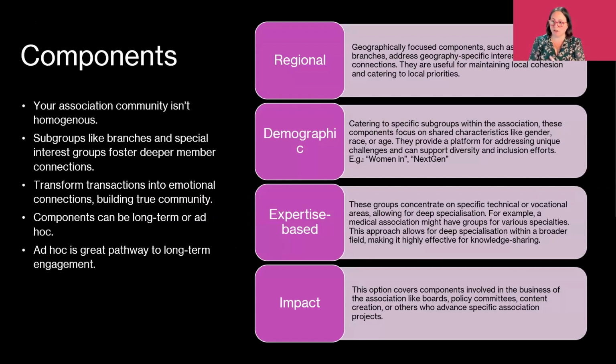Now, components are fundamental to your membership categories and membership models. So your community isn't homogenous. It's made up of lots of different tribes. Generally speaking, there are 4 different, what we call broadly speaking, types of components. You've got regional components, so that's geographic based. So it might be New South Wales, or it might be Cunnamulla. There could be branches, it could be state divisions. And then you've got demographics, so that's like women in or young people. And then you've got expertise based, which are about refining into something.